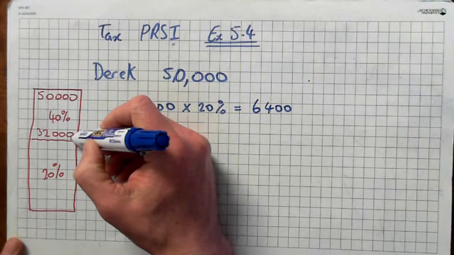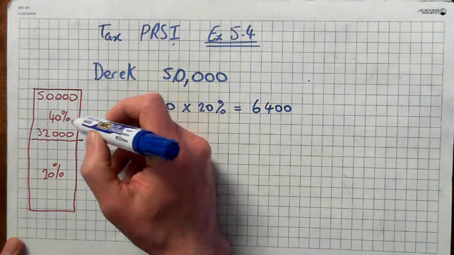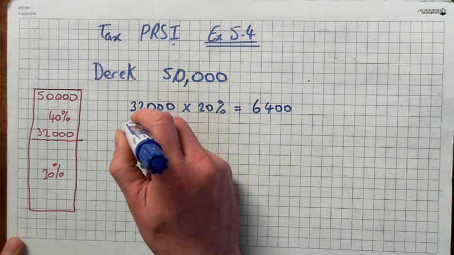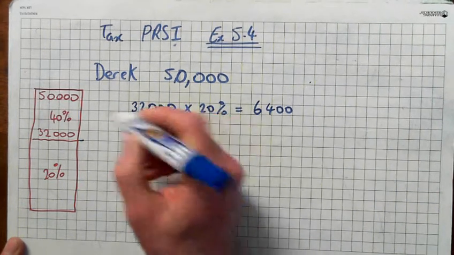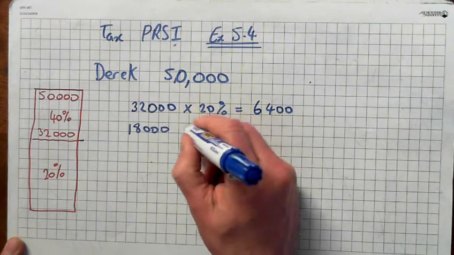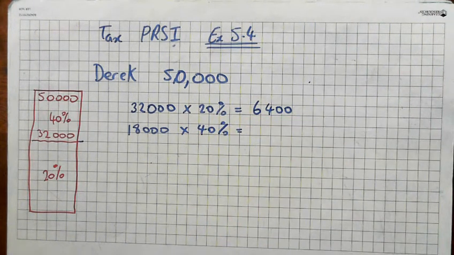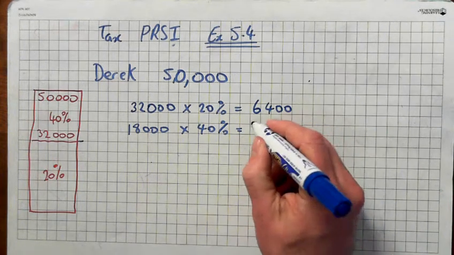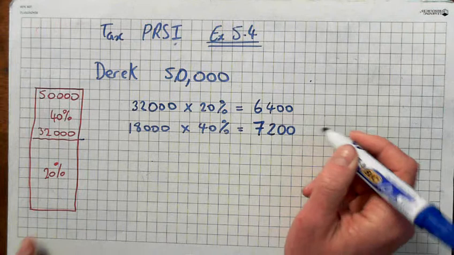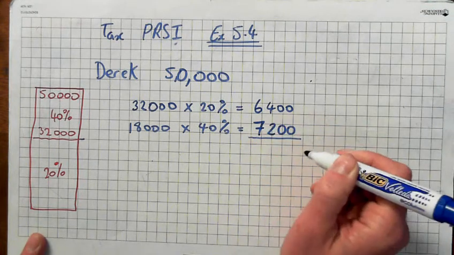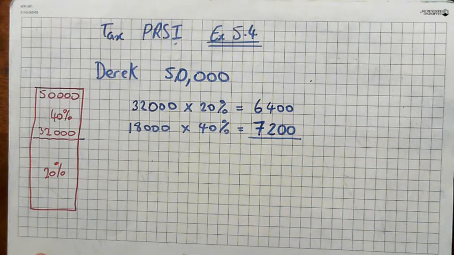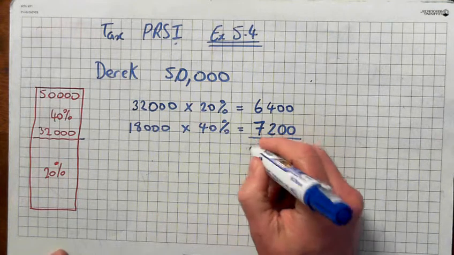Alright, what's the difference between 32,000 and 50,000? 18,000. So the tax he pays on 18,000, he pays at 40%. So then it's 18,000 times 40%, 7,200. And you add the two taxes together. Plus 13,600.